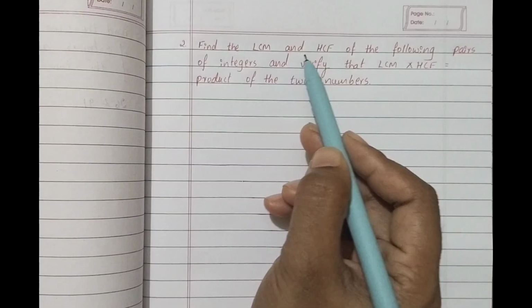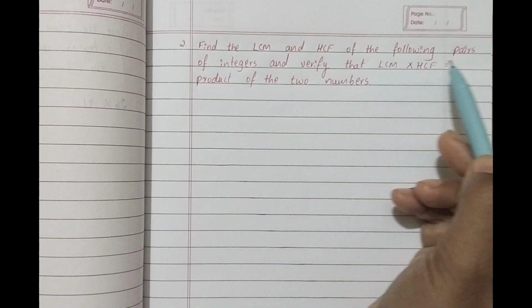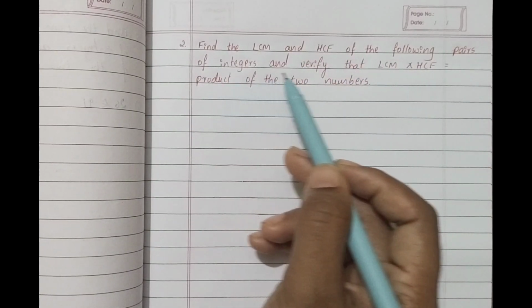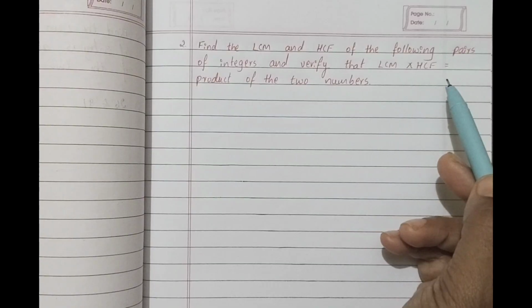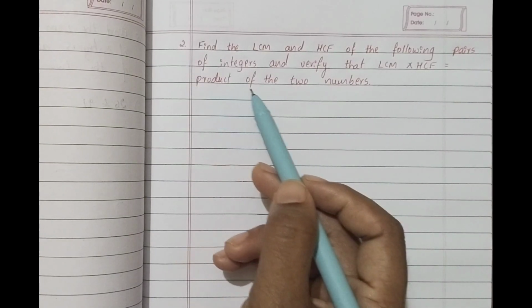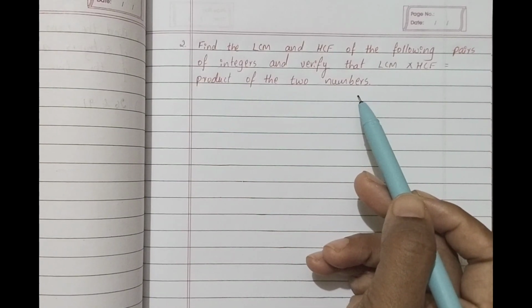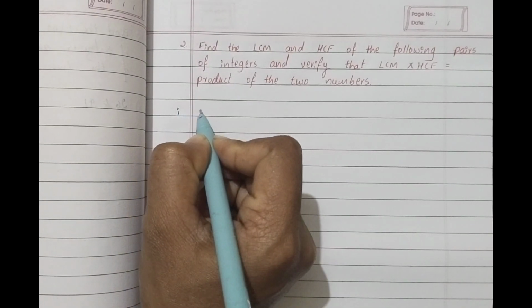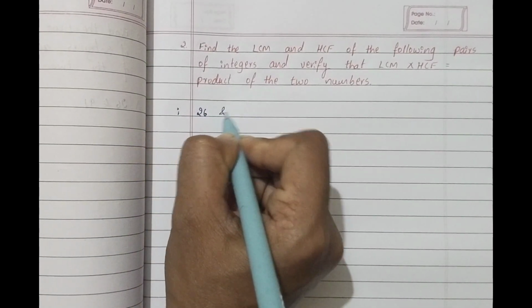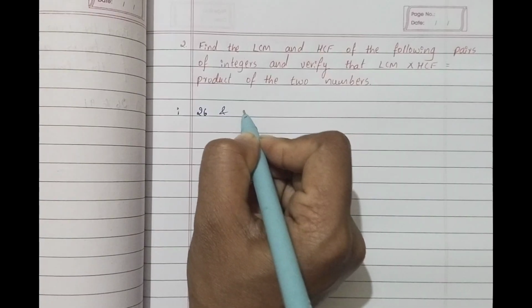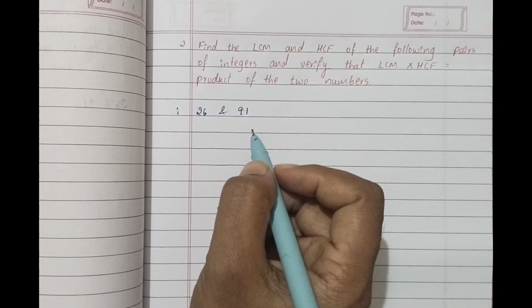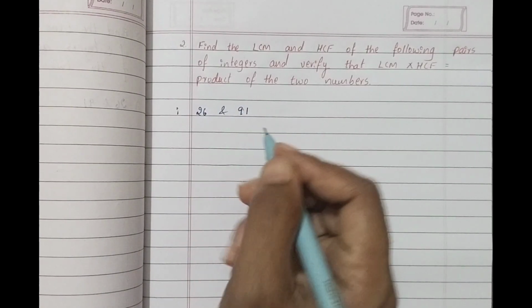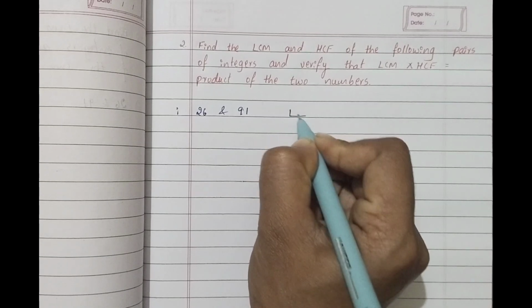The next question is: find the LCM and HCF of the following pairs of integers and verify that LCM into HCF is equal to the product of the two numbers. So here the first question, two numbers are given, that is 26 and 91. Here again we have to follow the prime factorization.